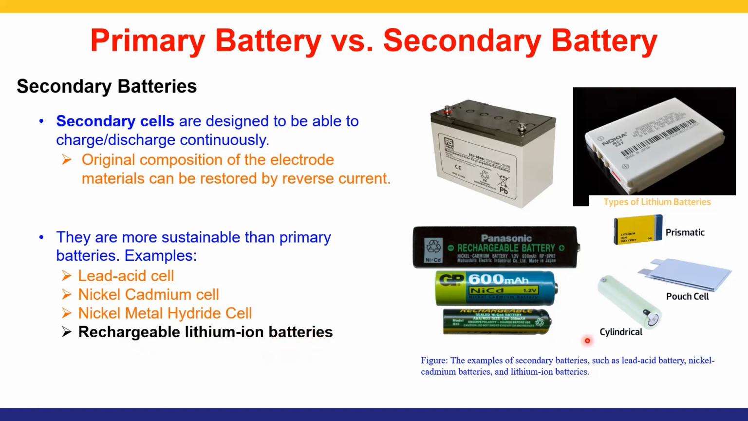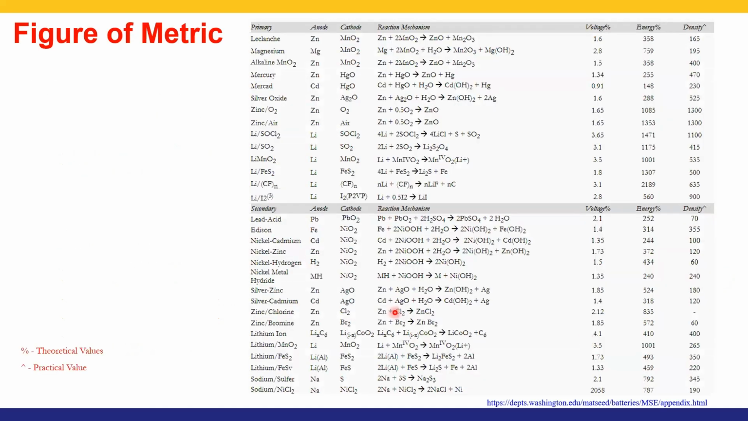Last but not least, we have lithium-ion batteries. The lithium-ion battery has no memory effect, so it doesn't matter when you first use the battery whether you fully charge it or not. In this figure, you can see the figure of merit of the primary and the secondary cells. One interesting observation is that not all the cathodes are in solid phase. Some of them can be in a gas phase, for example like the zinc-air battery.